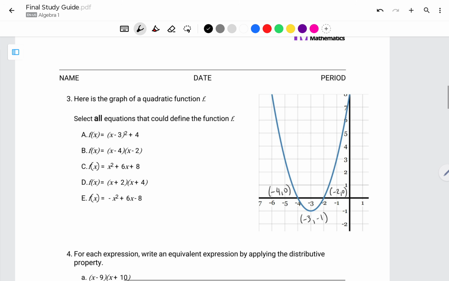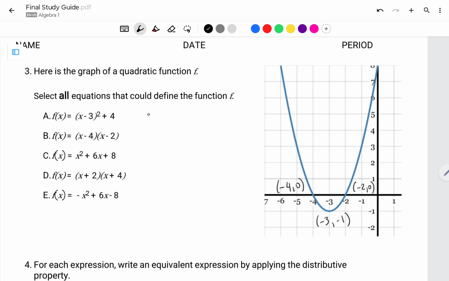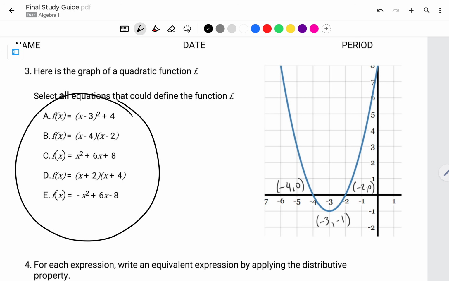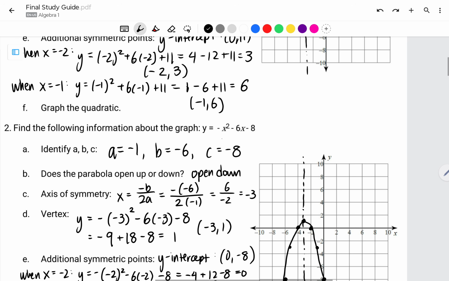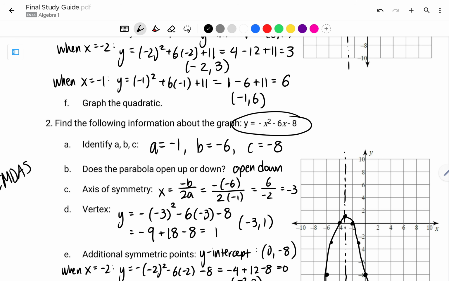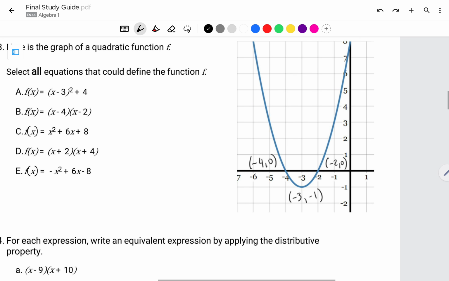Number 3, here's a graph of a quadratic function. Select all equations that could define the function f. So this is kind of going backwards. Now we have a parabola, and we're asked to figure out which one of these equations represent that parabola. Here we had the equation, and then we had to draw the parabola. Okay, so it's going backwards a little bit.